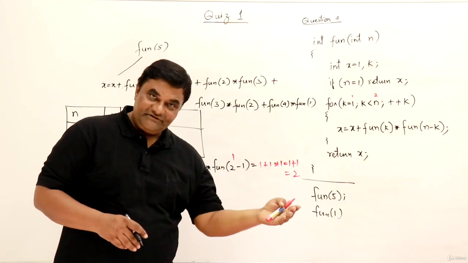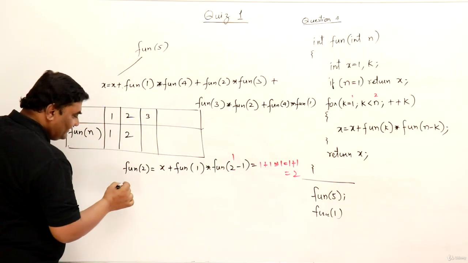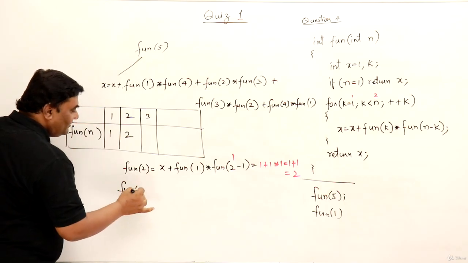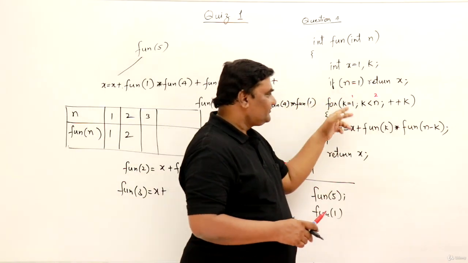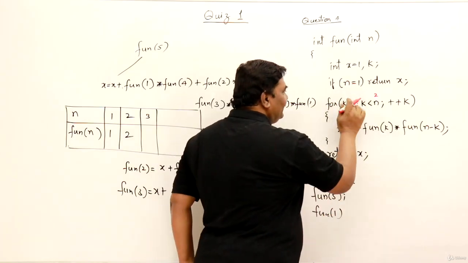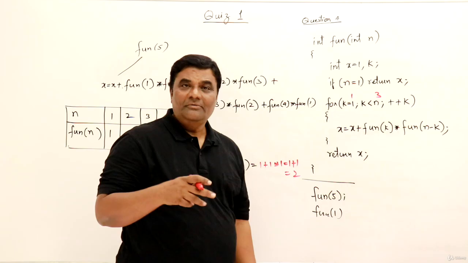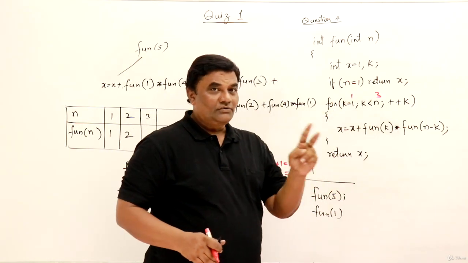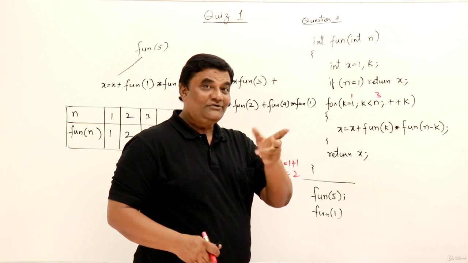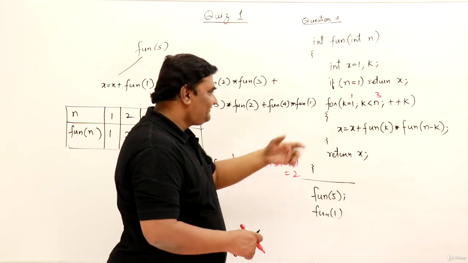Let us find fun of 3. When it is 3, it is not 1, so it will enter inside. So k takes values from 1 to less than 3, meaning 1 and 2. Two times it will repeat. So k will take 2 values: one time 1, second time 2. Let us put it here.